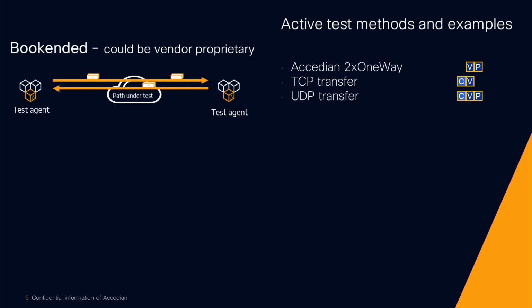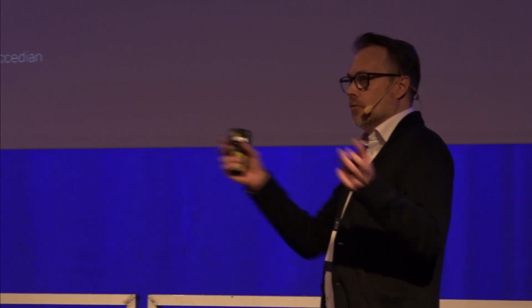The first one being what we call the bookmark tests. This is where you have a test function at both ends of the service or of the path. So either you deploy a CNF agent at both ends and do a test between them, or you have a PNF and a CNF, but at least you need a component at both ends.